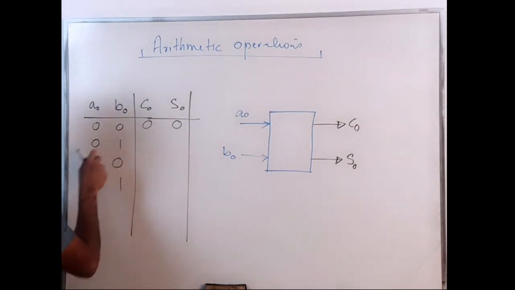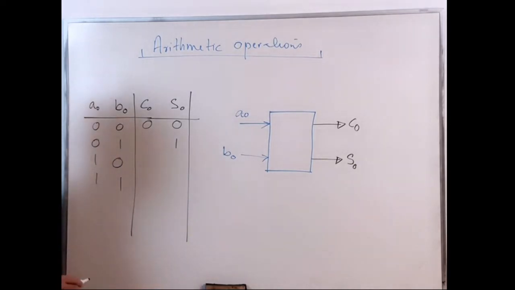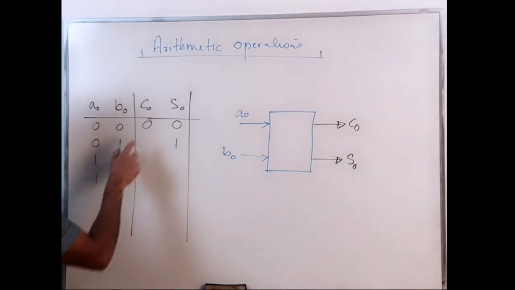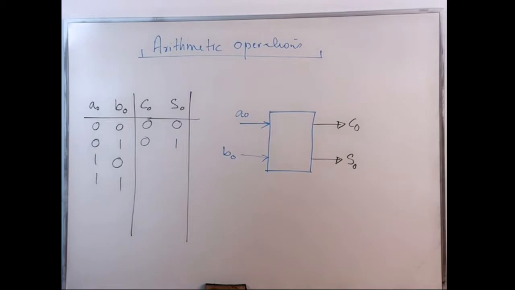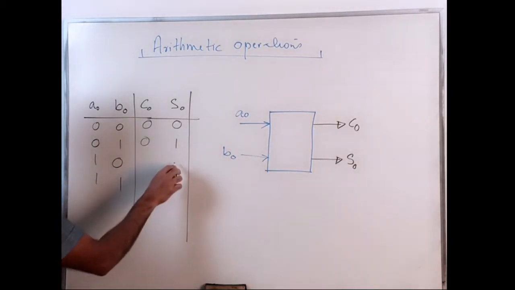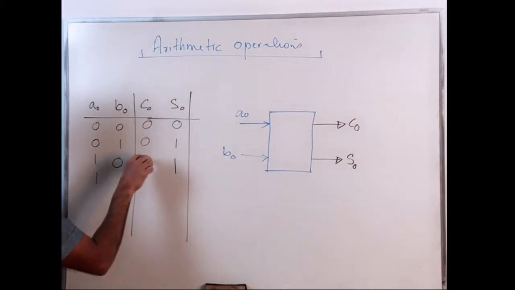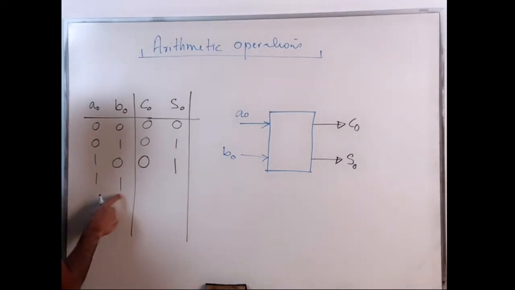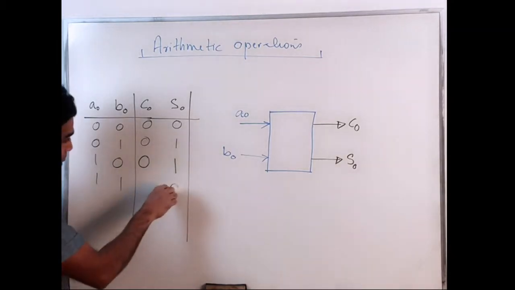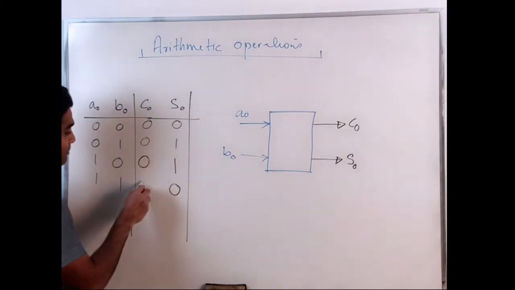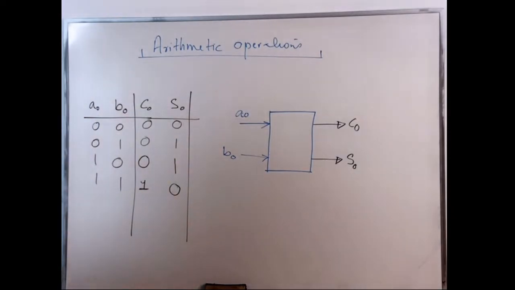When I'm adding 0 to 1, my sum is 1, 0 plus 1 is 1. And then my carry out, I don't have a carry out, so the carry out is still 0. 1, 0, same thing. My sum is 1, carry out is still 0. 1, 1, my sum is 0, because my sum is basically 1, 0, where my 1 is the carry out, right? Because 1 plus 1 is 2, and 2 is basically 1, 0 entirely.